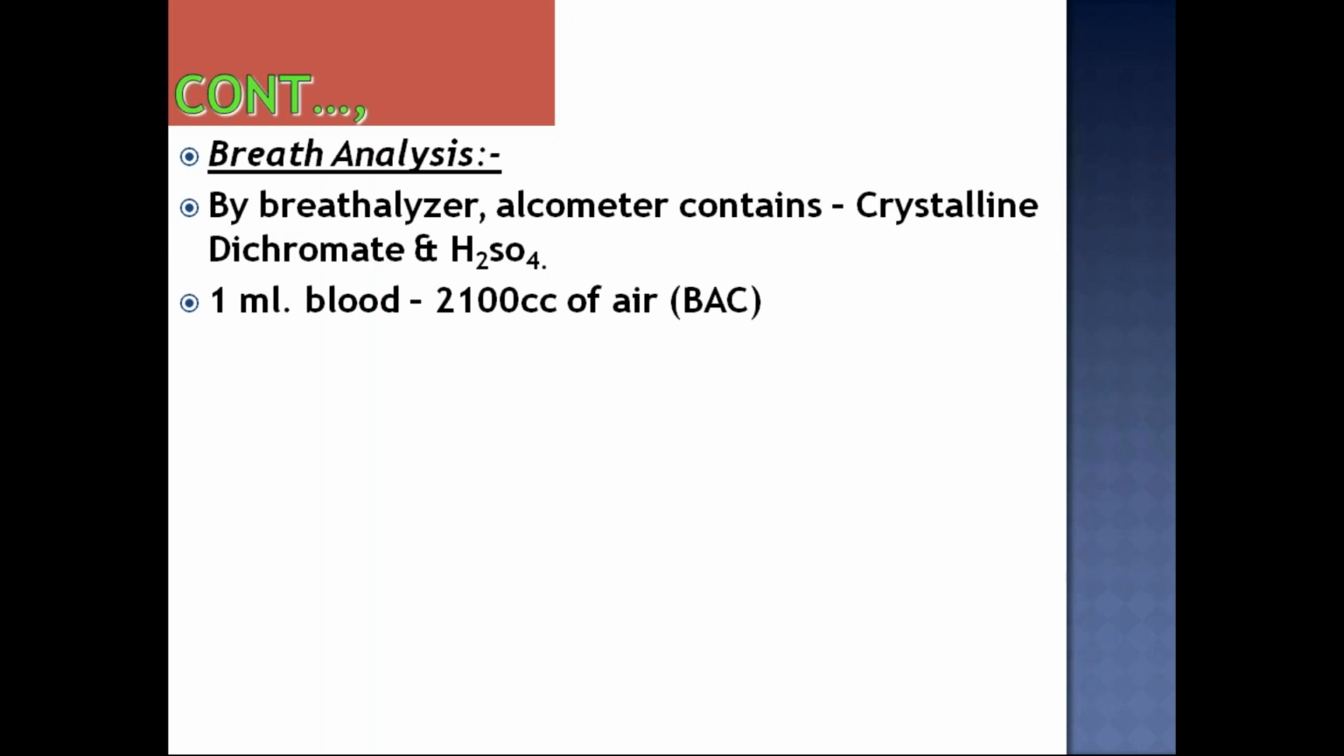So this is the breath analyzer. We have seen that normally the traffic police will have this breath analyzer. It contains dichromate and H2SO4. Crystalline dichromate will detect the alcohol in the breath, and then it will come as a reading.